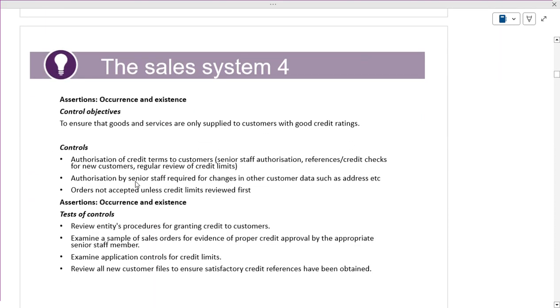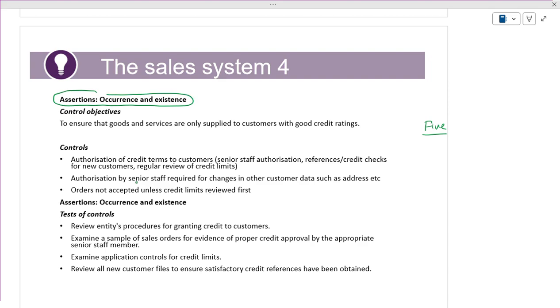Now, what are the assertions to ensure that occurrence? In the examination, again I am saying, you will say that this much we have to write. In the examination, they will give a scenario and they will ask any 5. They will ask any 5: existence, occurrence, rights and obligations, valuation. We have covered these in one of the chapters, assertions.